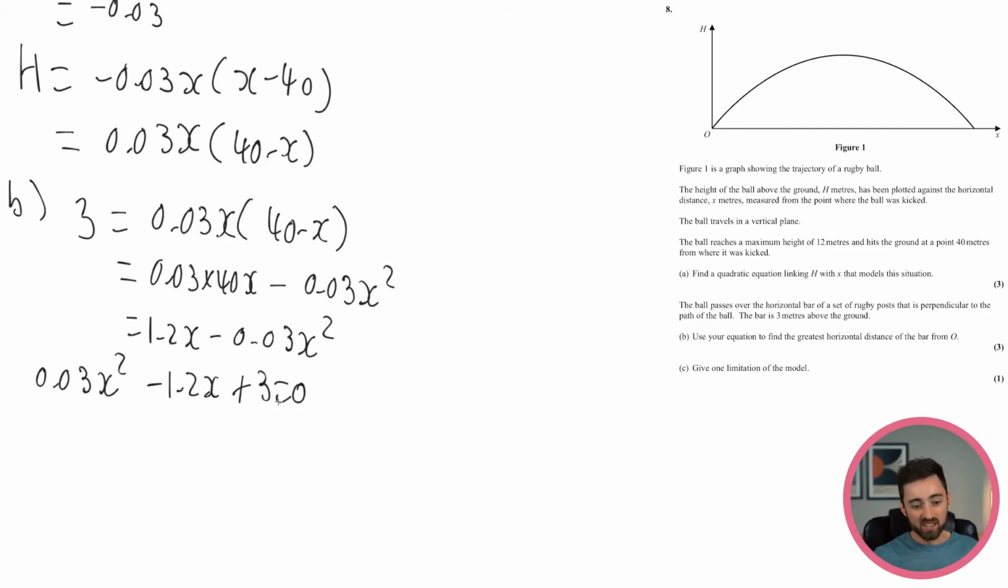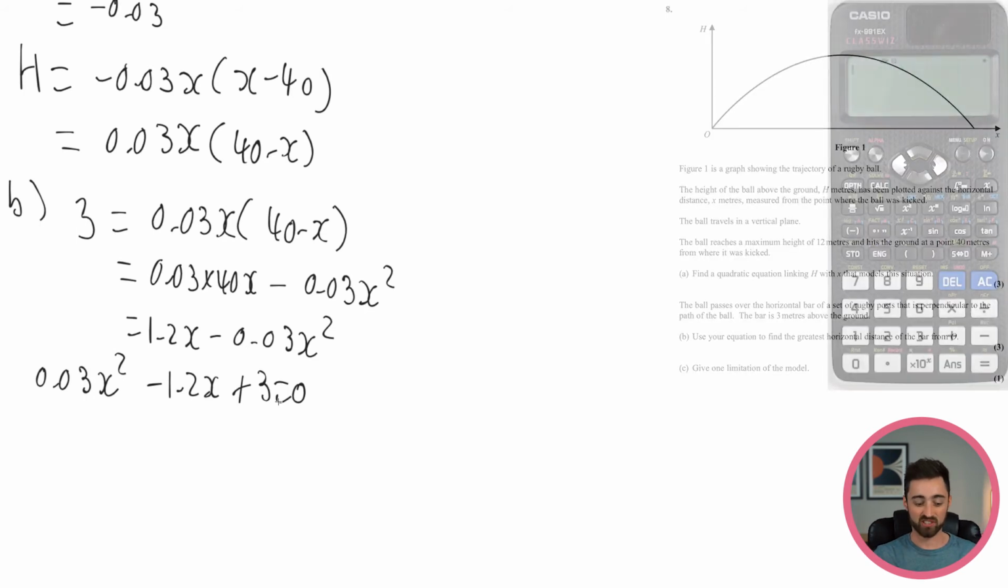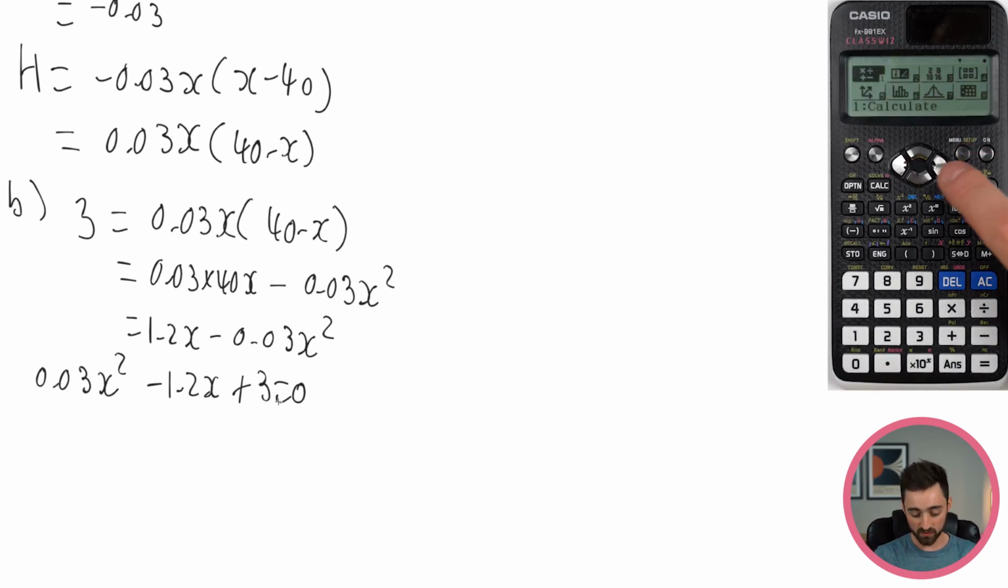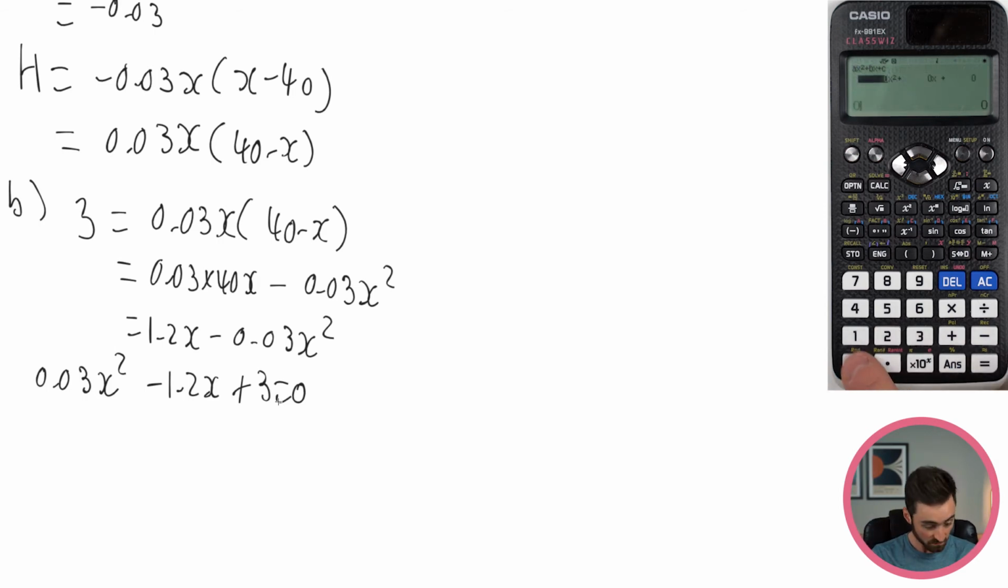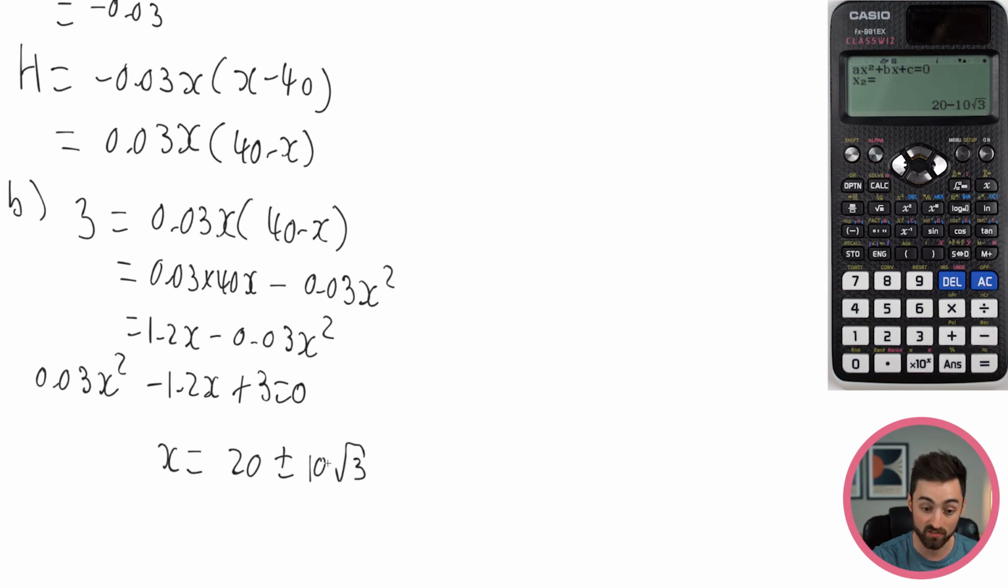Now, the numbers aren't great here, are they? So why don't we just go straight to our calculator to read off the solutions here? Let's be lazy. So menu, go down to equation func, so for function, 2, which is polynomial, select the degree. Now, this is the highest power of x, which is 2. The coefficients in, so 0.03, boom, minus 1.2, boom, and then 3. Now just press equals, you get your solutions. So the two solutions I get here are x equals 20 plus minus 10 root 3.